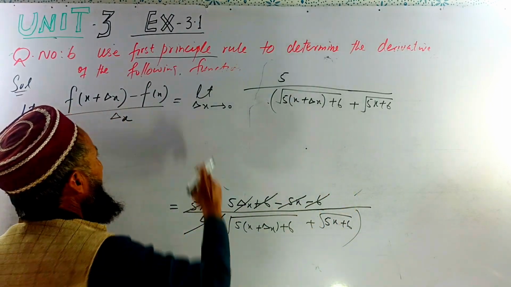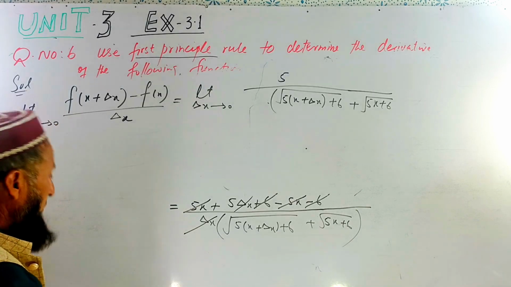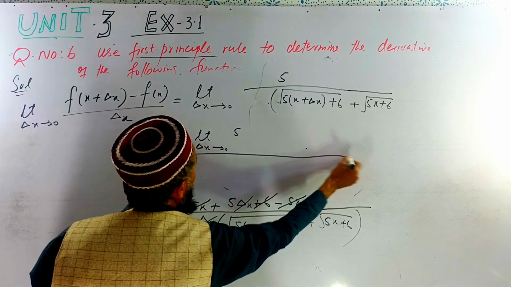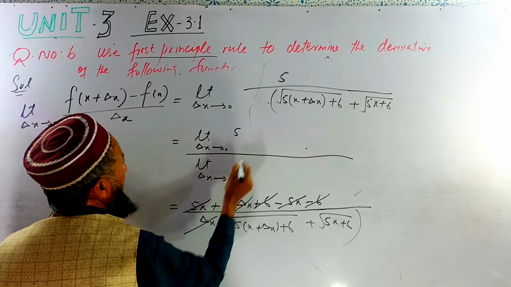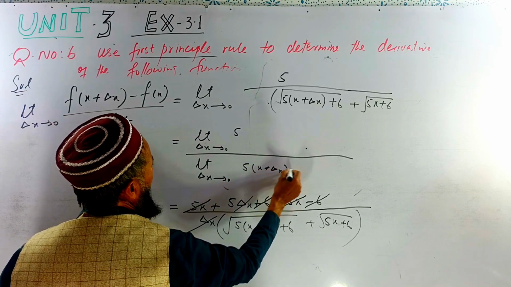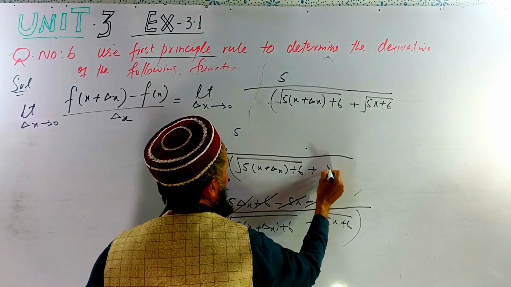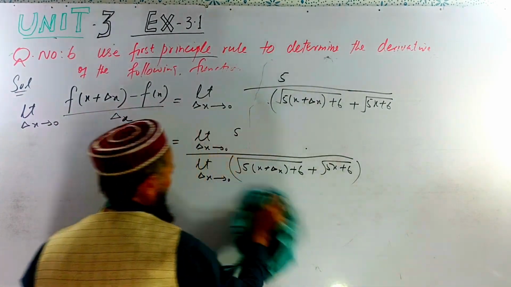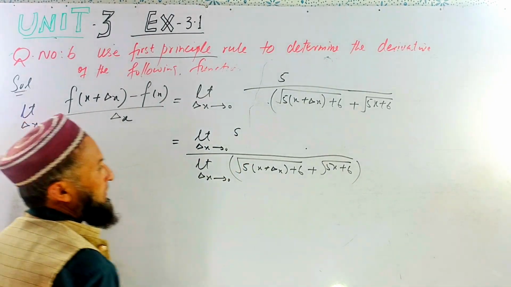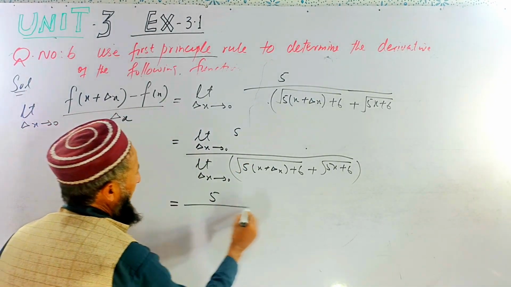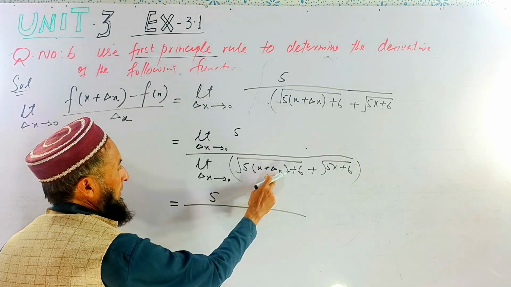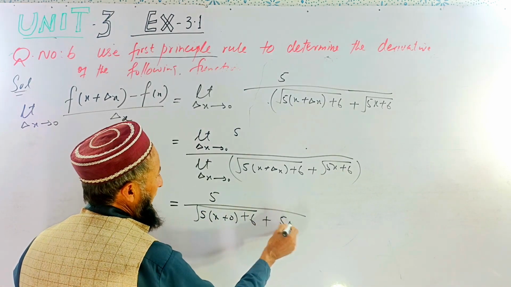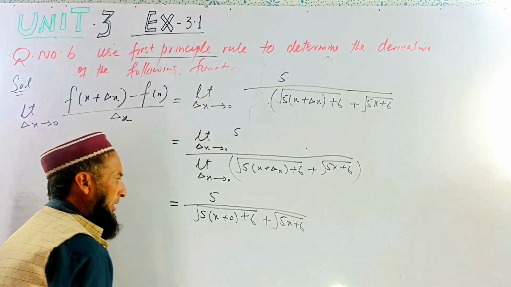Now we apply the limit to the numerator and denominator. So we get the limit as delta x tends to 0 of 5, divided by the limit as delta x tends to 0 of the square root of 5x plus delta x plus 6, plus the square root of 5x plus 6. Now there is no delta x in the numerator, so we get 5. In the denominator, in the place of delta x we put 0: the square root of 5x plus 0 plus 6, plus the square root of 5x plus 6, because there is no other delta x available, so we get the same answer.